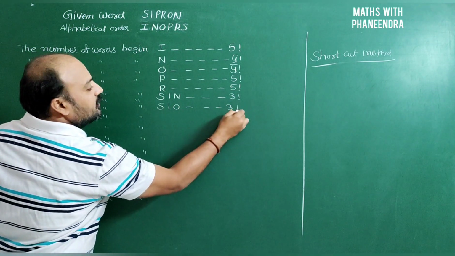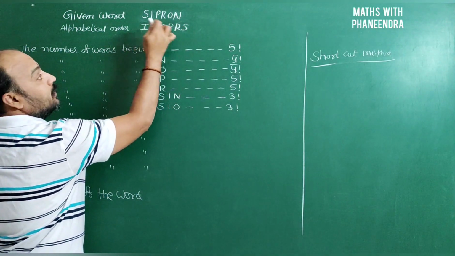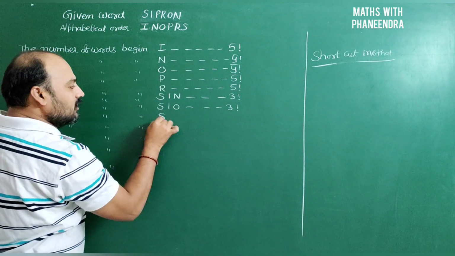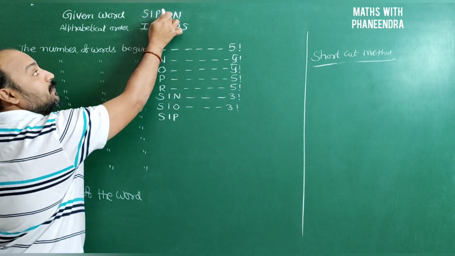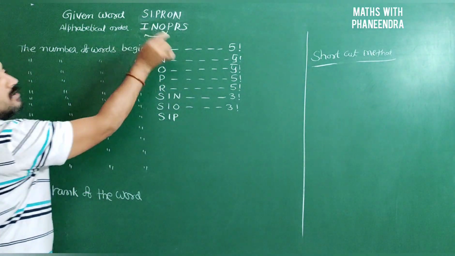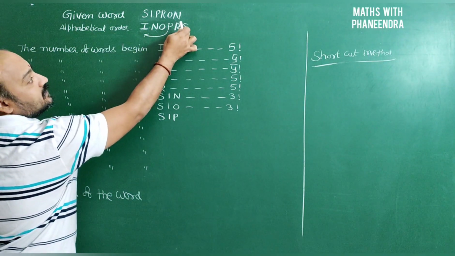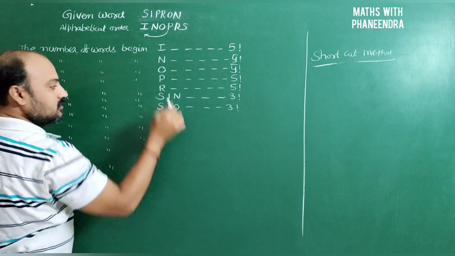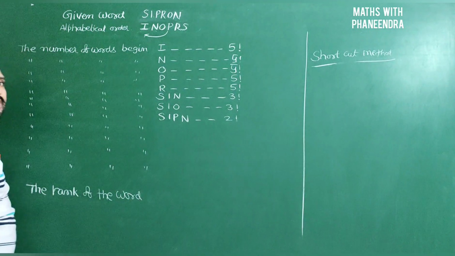It can be arranged in 3 factorial. Next, the number of words which begin with SIP. SIP is already there, so you can fix SIP. Next, till you have to write SIPR. So SIP fixed. Again from P you can come back. So move forward. SIPN. So the remaining 2 places can be arranged in 2 factorial ways.